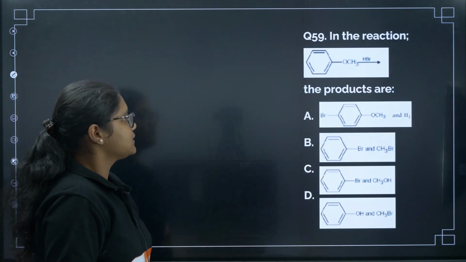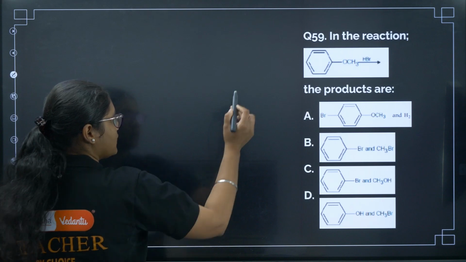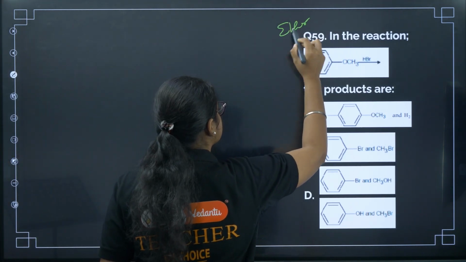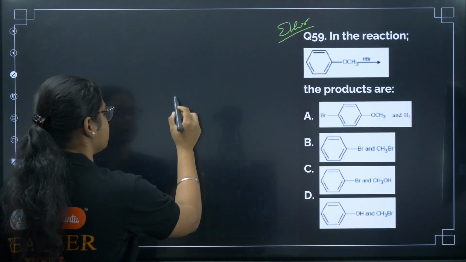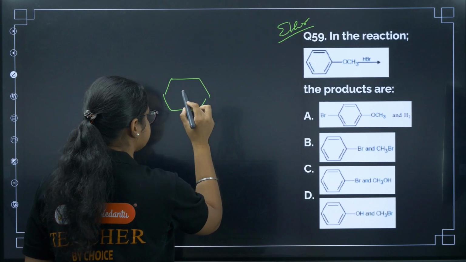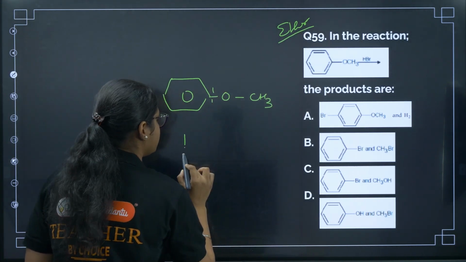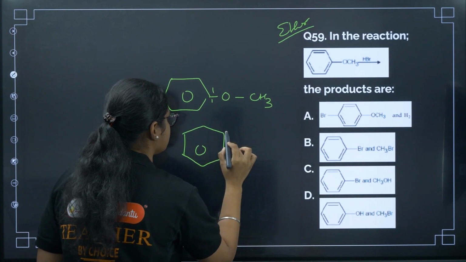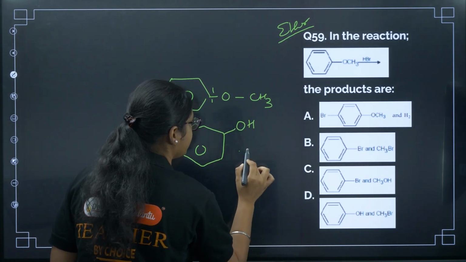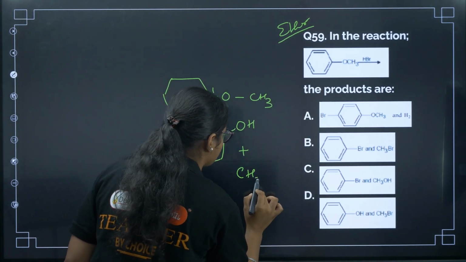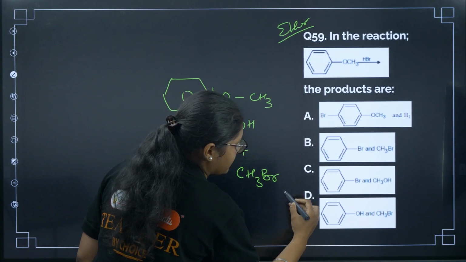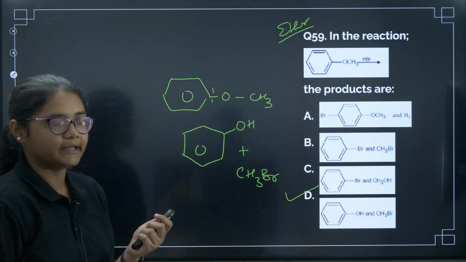Next. This is one important question from alcohols, phenols and ethers chapter, that is your cleavage of ether. When you have this group OCH3, you know this bond cannot break. So which bond will break here? This bond will break. We will get OCOH and then CH3Br. So the correct answer for this question is option number D.